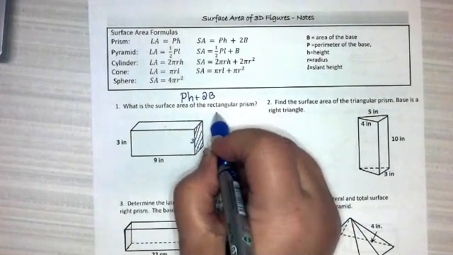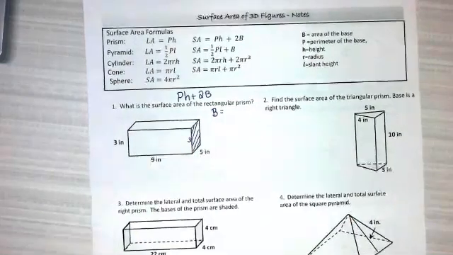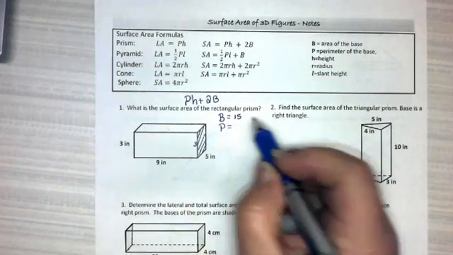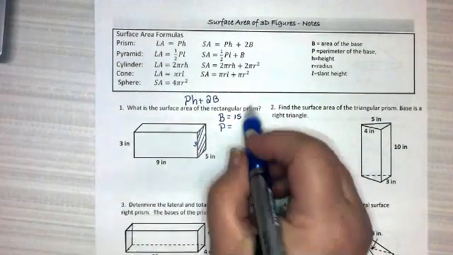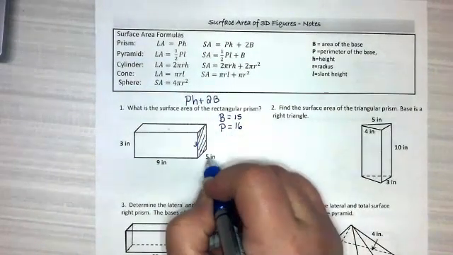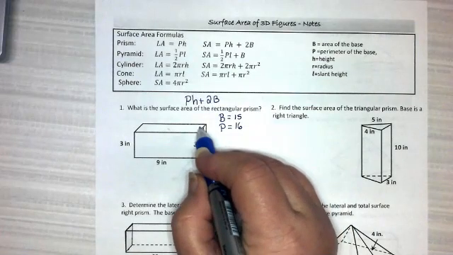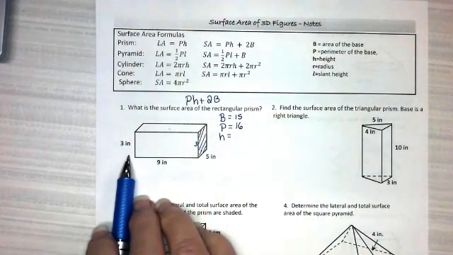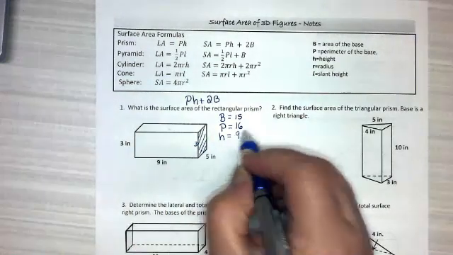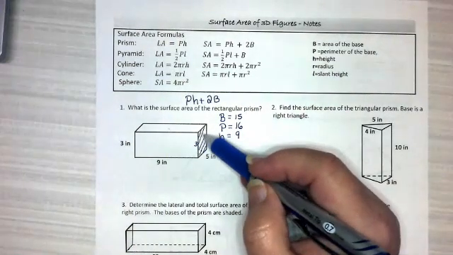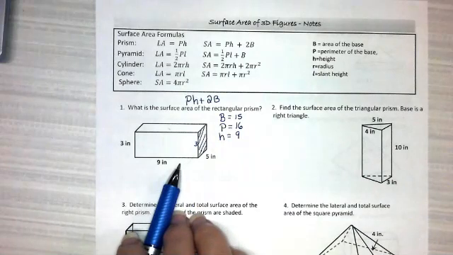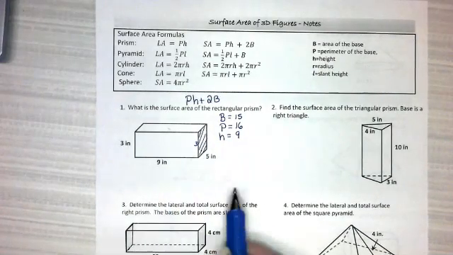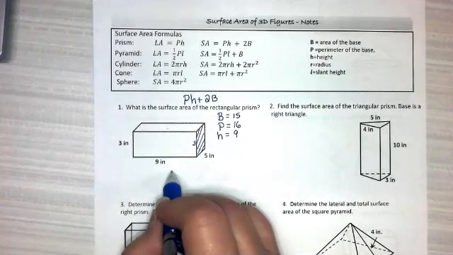Now, what is the area, capital B, of my base? Well, that would be 15. What's the perimeter of my base? Well, that would be 16, because remember, we add up all the sides. 5 plus 3 is 8, plus 5 plus 3. The height is the distance between the bases. That's going to be the 9. So if I defined this as my base, 9 would be my height. If you defined the front as your base, then 5 would be your height, the distance between the front and back. And now we just plug our numbers in.